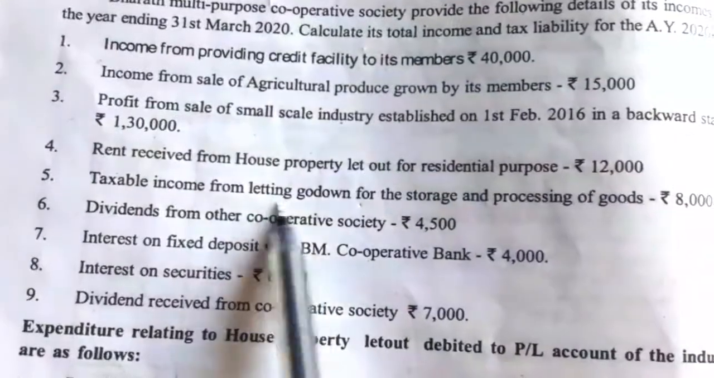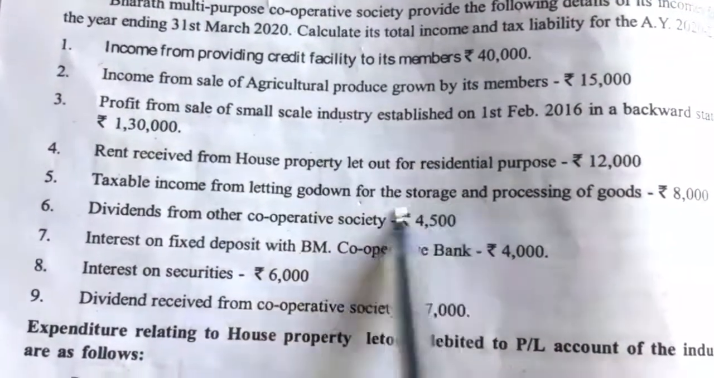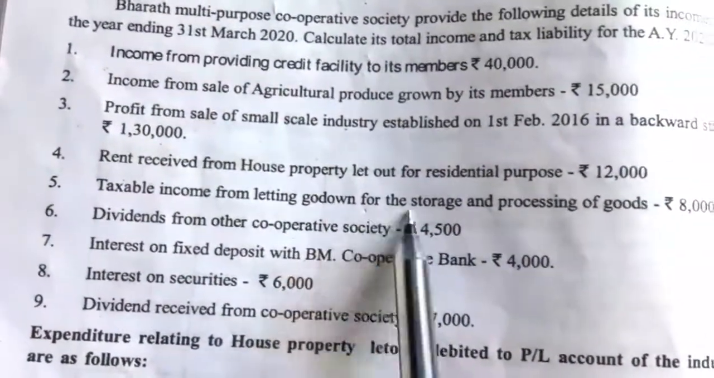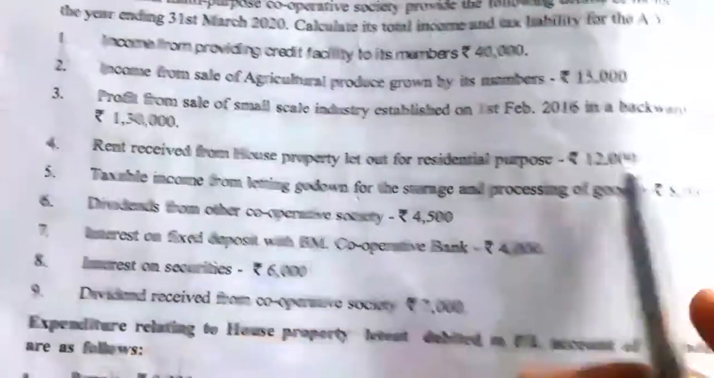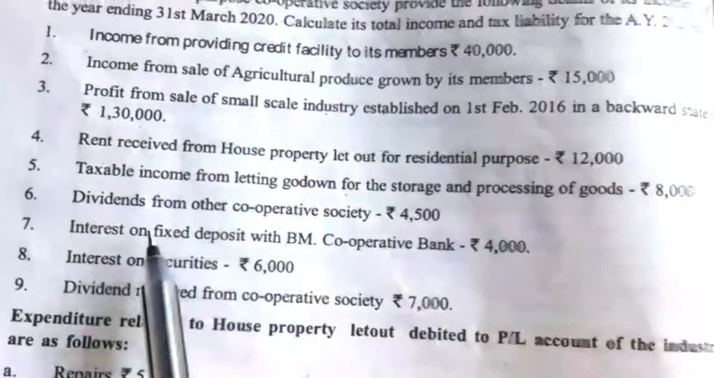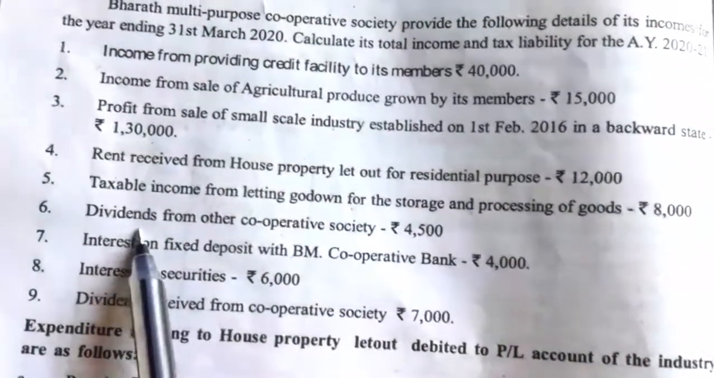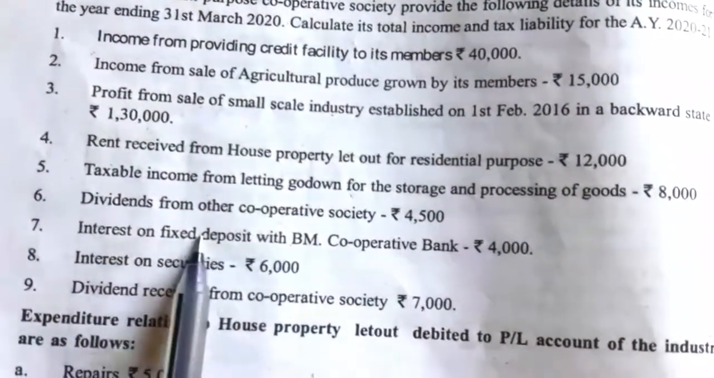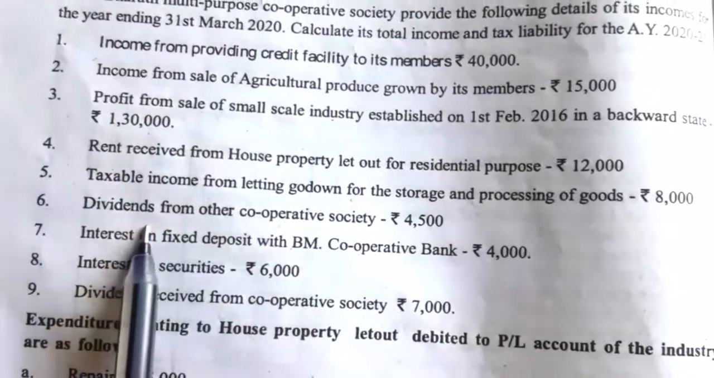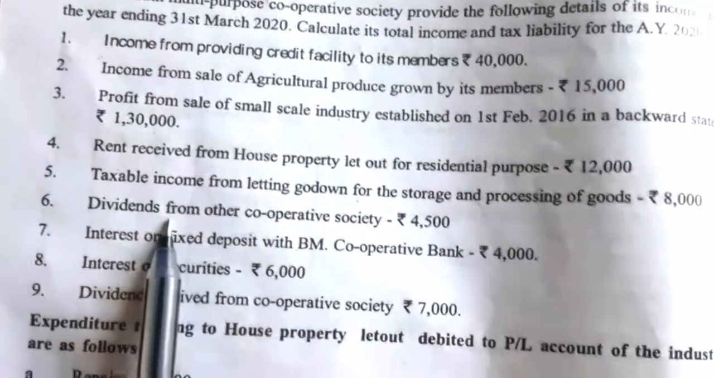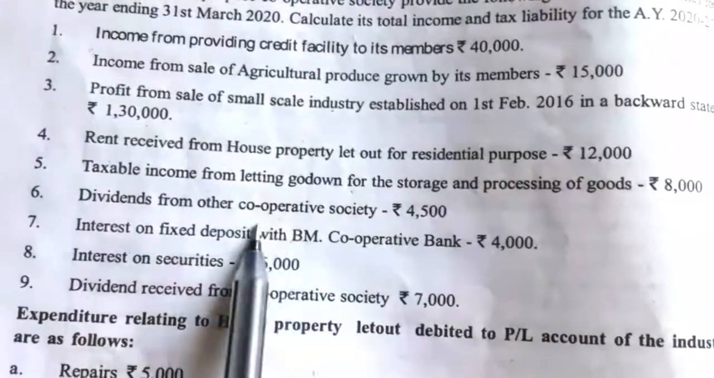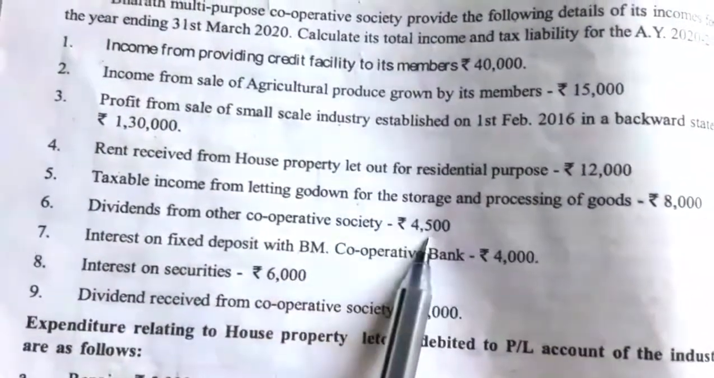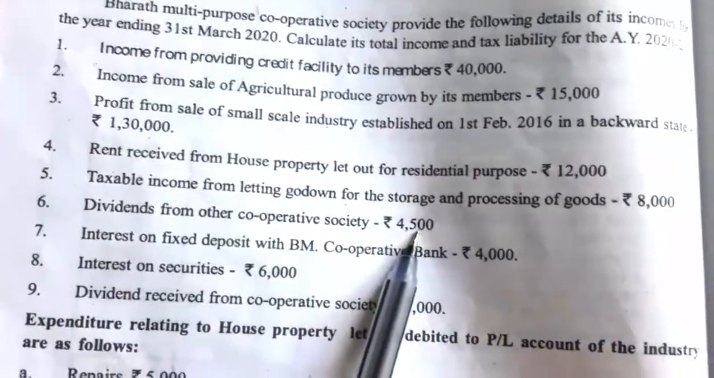Again we can claim deduction for this letting of go down, that is specifically given. The go down is used for storage and processing of goods. So we can claim deduction under section 80P for this letting of go down. Next, dividend from other cooperative societies. So for this we have to take under the income from other source. Once we take it as dividend income from other source, again we can claim deduction under section 80P because it is from cooperative society.